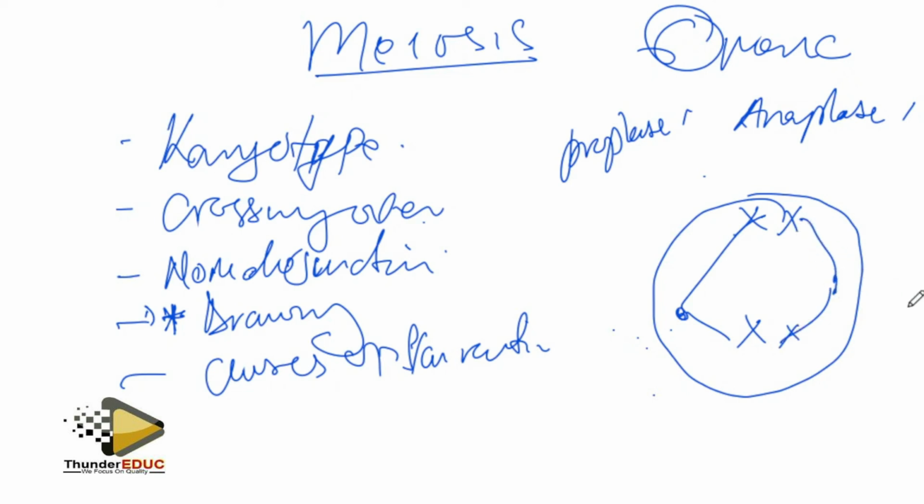How is this non-disjunction? How is this cell going to lead to non-disjunction? Now, if these spindles contract and they pull this chromosome, this whole set is pulled to this side, and then this one comes this side, this one comes this side. You result in a cell whereby this cell has one plus this, because the whole thing went to this side.